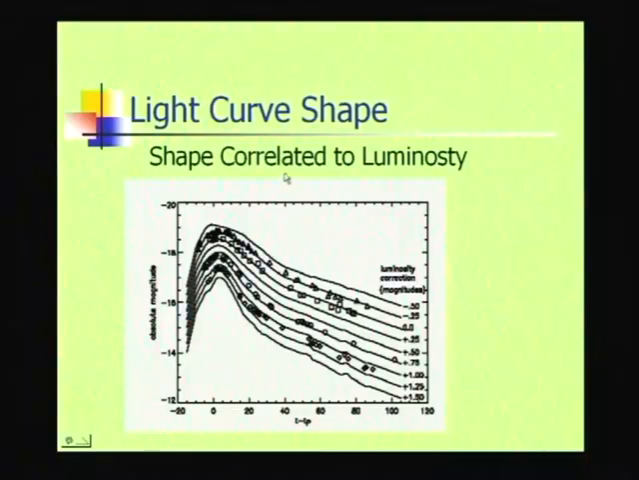Okay, the slower the light curve falls, and this was a very important finding in the early to mid 90s. And it was found that the shape of the light curve is not only related to the luminosity, but there are other properties of the light curve which are related to different properties of the supernova. And all of these tight correlations allow us to use the supernova as a standard candle.